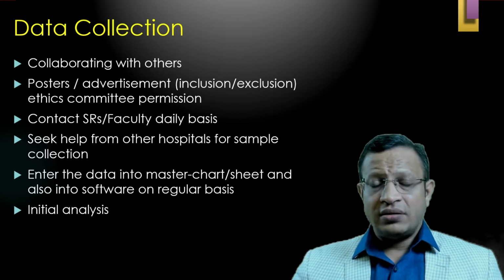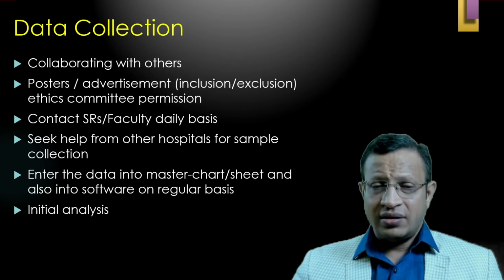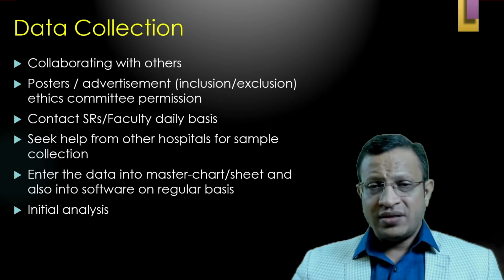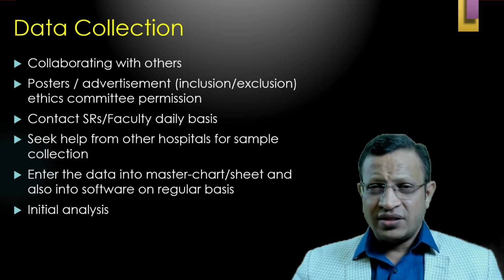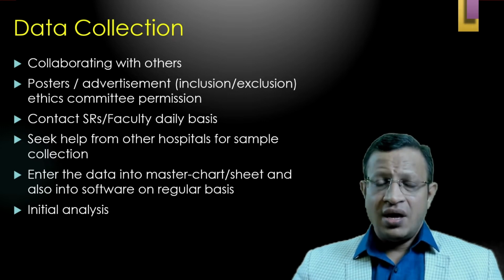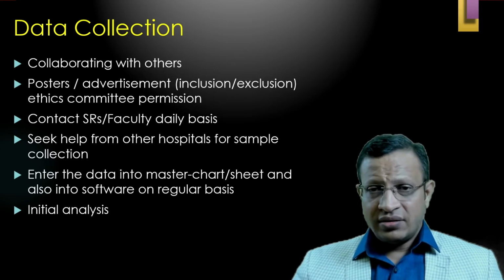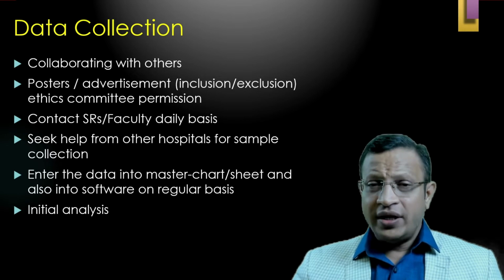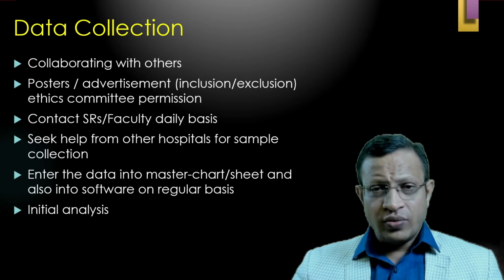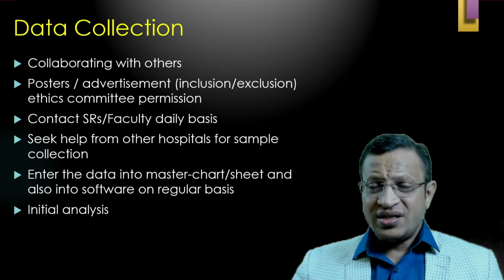Once you start doing the data collection, enter it into a master sheet. Once you develop the master sheet, when you have collected around 2-3 samples or subjects, go and meet your statistician. Ask them, is it right? This is the way to code. Whether it should be a categorical variable, whether it should be a continuous variable, those kinds of questions, and how to code them. Start doing that.